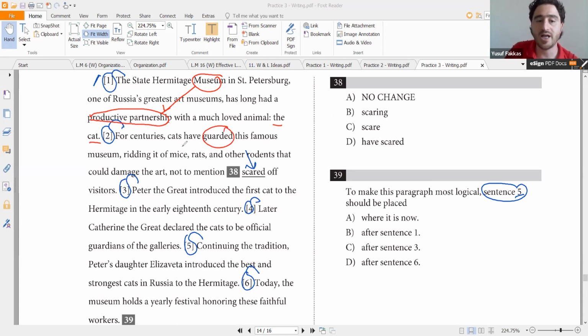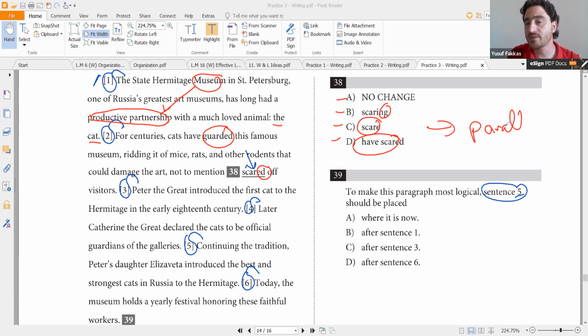The first kind of partnership is that the cats protect these famous museums, ridding it of mice, rats, and other rodents that could damage the art, not to mention scare off visitors. Now I have a question here, so let's do it. The question is about the verb form. Should it be in the ed form, ing, base form, or present perfect? Again, when we are asked about the verb form, what are we talking about?